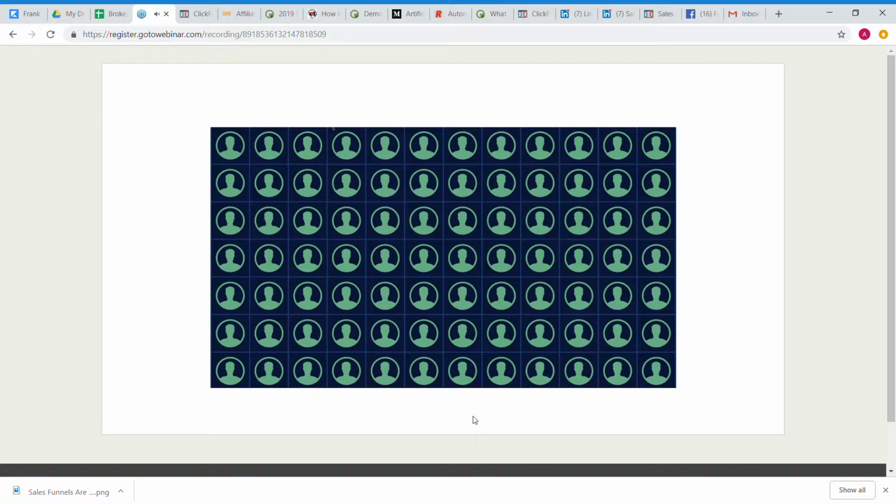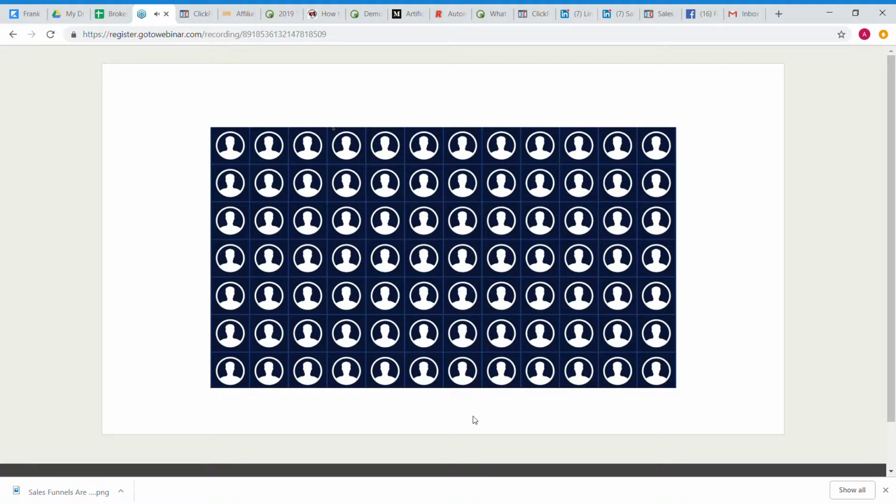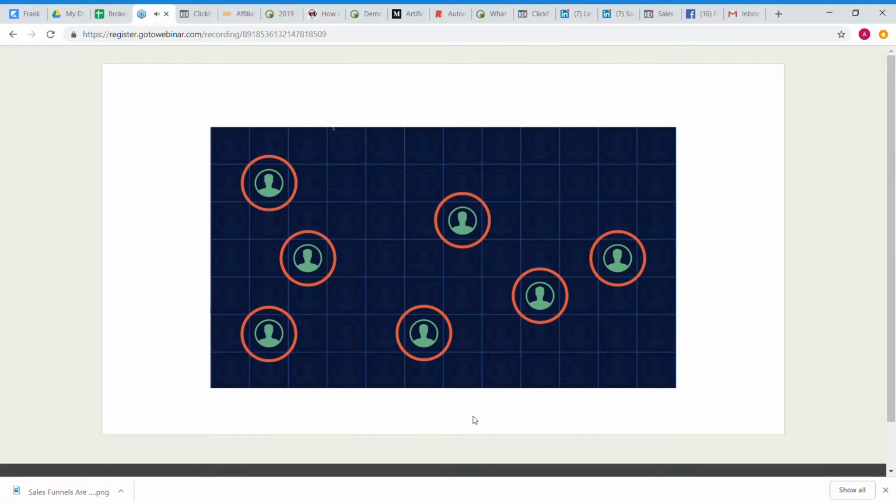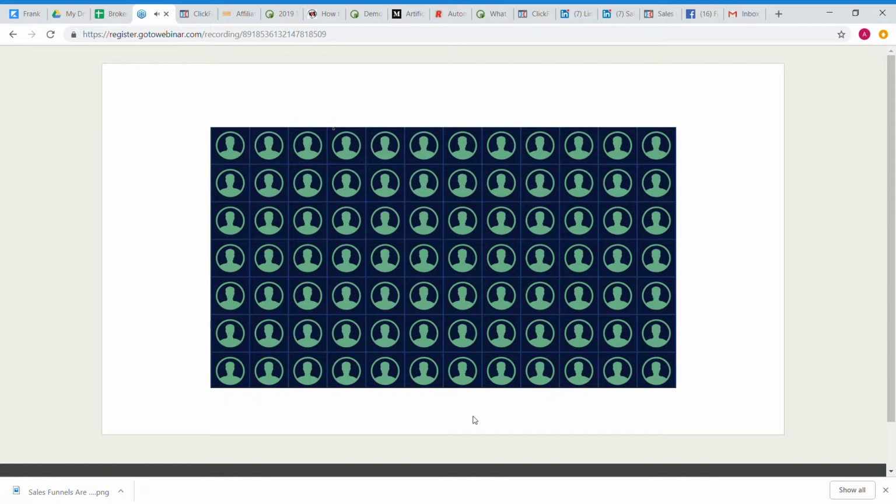Now, that can get expensive if you're targeting everybody, right? If you're targeting every single person, regardless of whether or not they're in market, that could get seriously expensive. But we don't do that. We only advertise to the people that matter. Every last one of them.